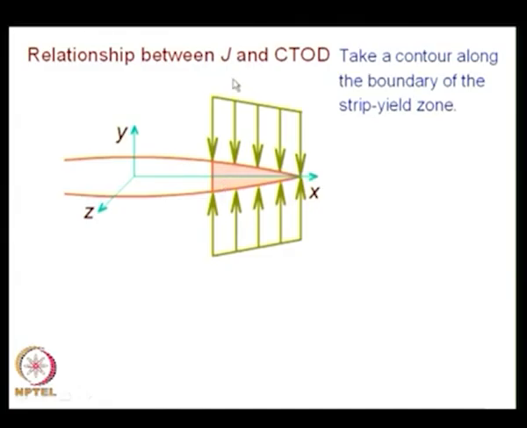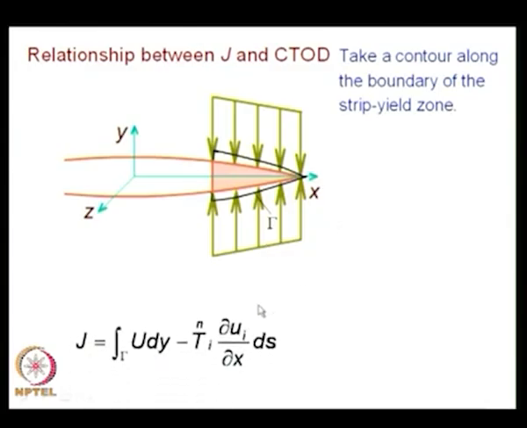And if you want to establish a relationship between J and CTOD, take a contour along the boundary of the strip yield zone, and the contour is shown here. I have taken a contour. For clarity, it is slightly displaced. It is actually very close to the strip yield model. So, you start from one crack face and end in another crack face, and this is the contour that you have.